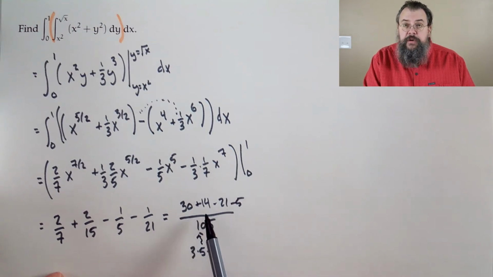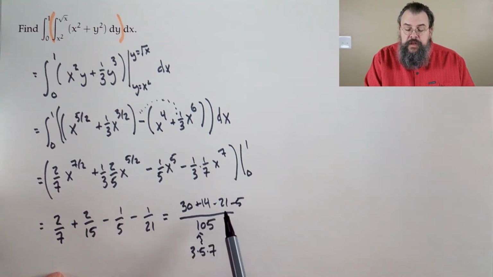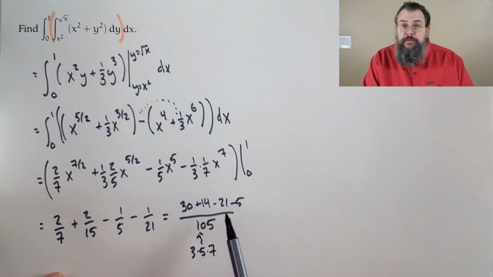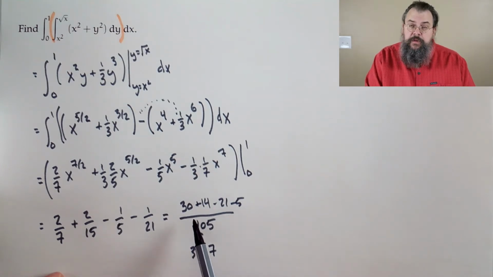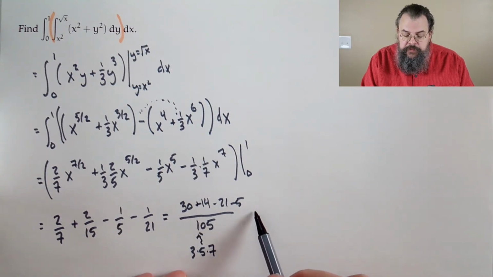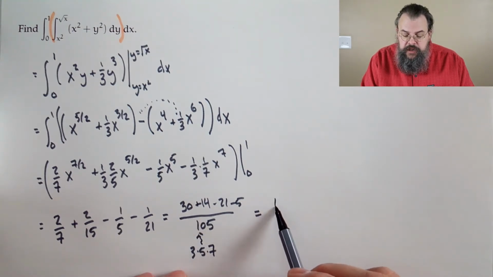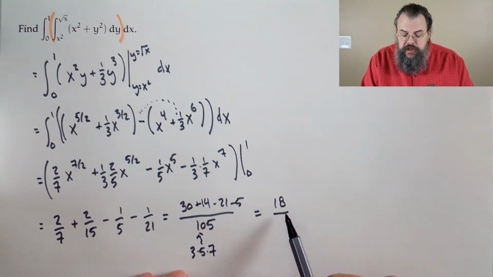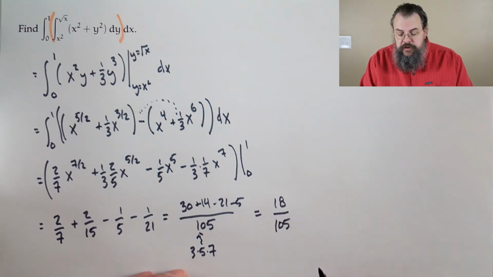So what do you have here? You have 30 plus 14, 44. Minus 21 and 5, that's minus 26. 44, subtract 26, leaves us with what? Well, leaves us with 18. So you have 18 over 105.